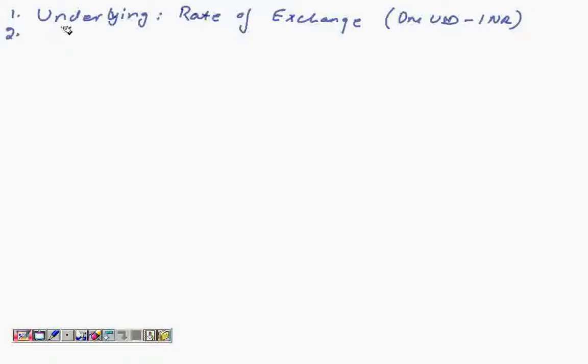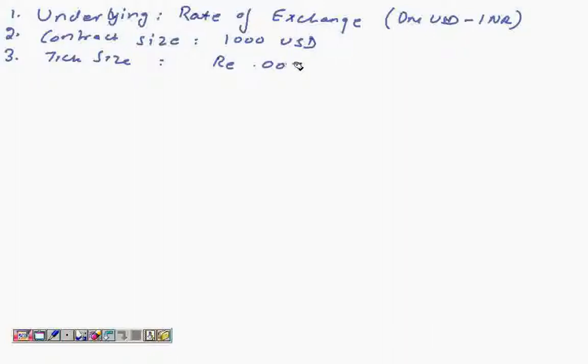Second thing, the contract size. I am quite sure you remember, the contract size is nothing but 1000 USD. So that becomes the contract size. We can also have a look at the tick size. The tick size is nothing but rupee 0.0025. I'm quite sure you remember this because we've done a lot of questions on tick size in the previous videos, just recapturing and reminding you.